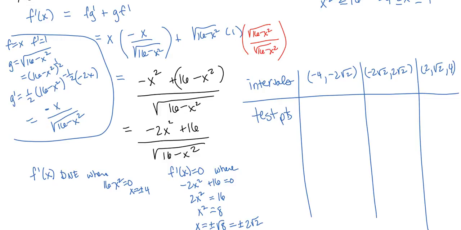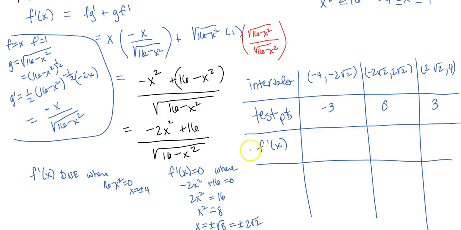I'm going to work smarter, not harder, so I'm going to plug in a negative 3 here so I don't have to deal with any fractions. Here I'm going to plug in a 0, and here I'm going to plug in a 3, because 3 is between 2 square root of 2 and 4. Okay, so I'm plugging these into f prime of x. Remember, that's this equation right here.